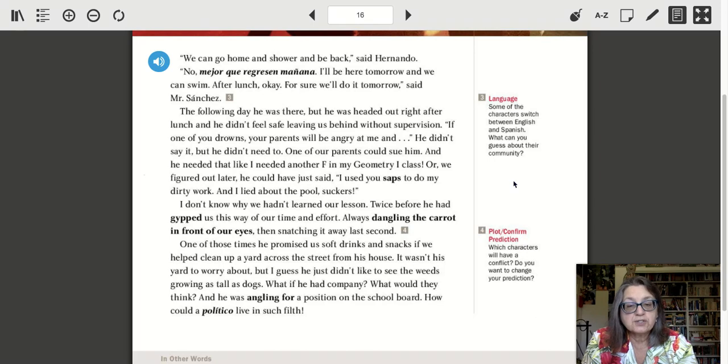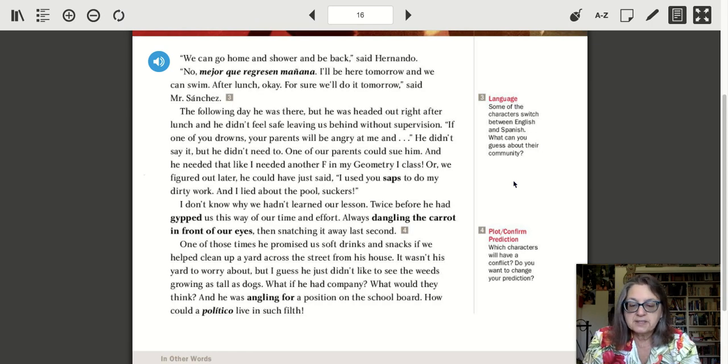So, which characters will have a conflict? Do you want to change your prediction? Because the first one, I thought maybe he's going to have a fight with the kid, or maybe Mrs. Sanchez. I didn't realize that Mr. Sanchez was going to be such a big part of the story from reading the very first page when I made predictions about the conflict. So yeah, definitely now I'm going to say he's going to get mad at Mr. Sanchez.